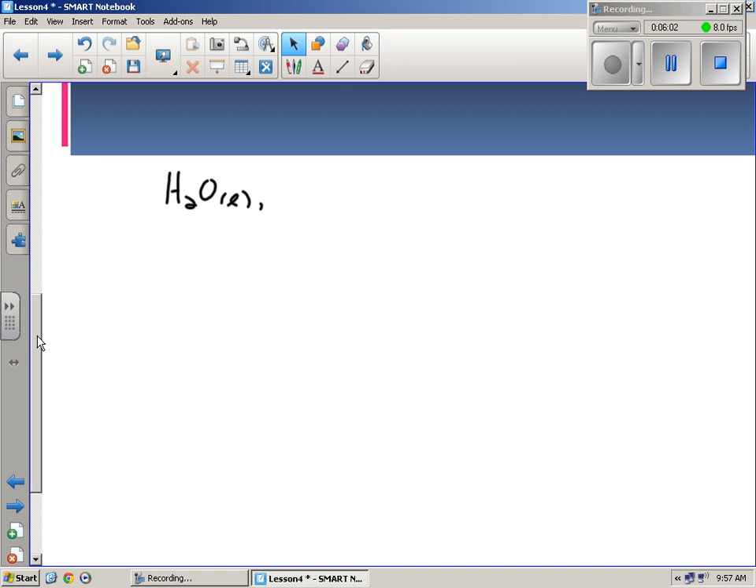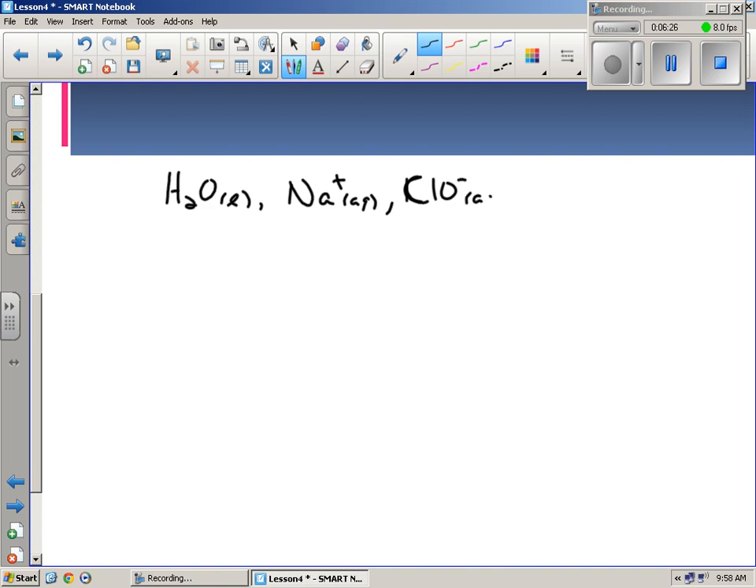When you put an ionic compound into water, it undergoes what process? What does that mean? It splits up into what? Sodium ions and? Yes, hypochlorite ions. Hypochlorite ions look like this, ClO minus. Okay?